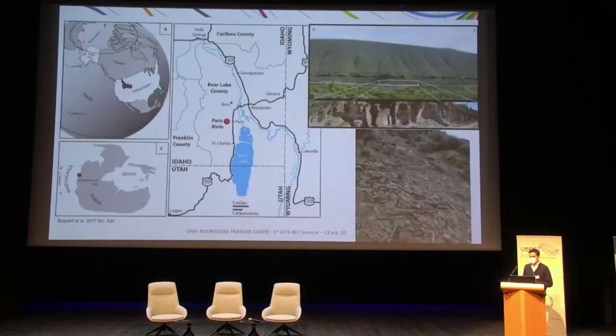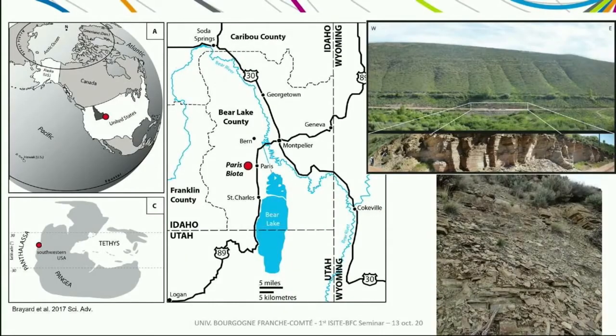The first fossiliferous site was found near the small city of Paris in southern Idaho, near Bern, Geneva, and Montpellier, if you want to have the precise geographic locality. Here you have a small map showing you the paleogeographic location of the studied site during the early Triassic at a near equatorial position, so something very warm.